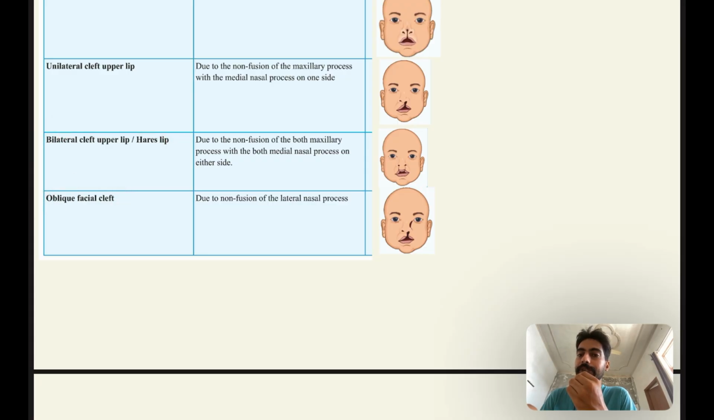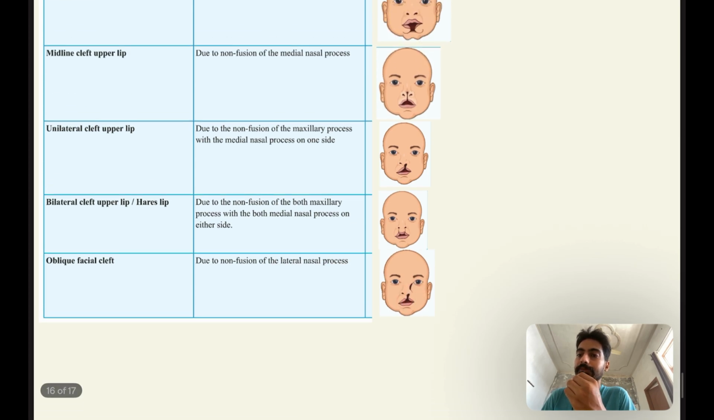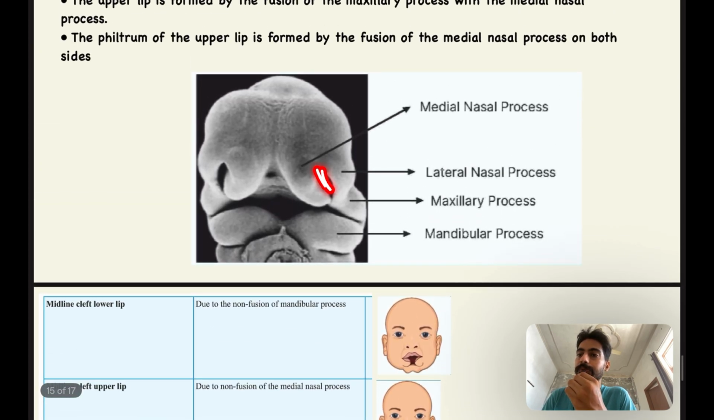And last condition is oblique facial cleft. It is due to non-fusion of lateral nasal process. This is when the lateral nasal process cannot fuse together.